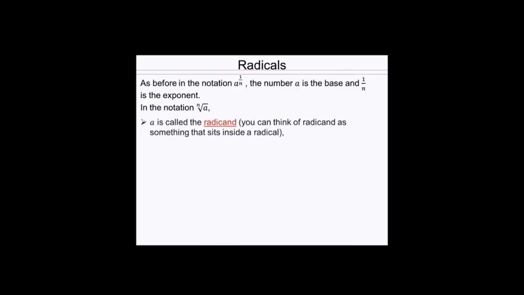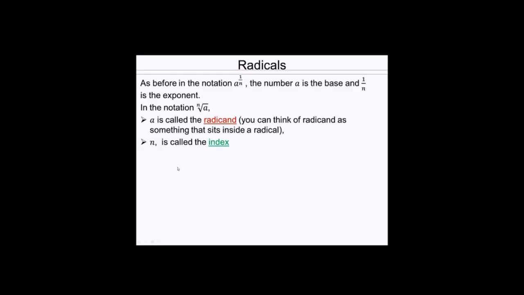Now let's formally take a look at some of the terminology we're going to be using. When we write a to the power 1 over n, a is the base and 1 over n is the exponent. When we write in radical notation, the nth root sign and then a, a is called the radicand and n is called the index. You can think of the nth root of a as n copies of that number multiplied together giving you your base a.